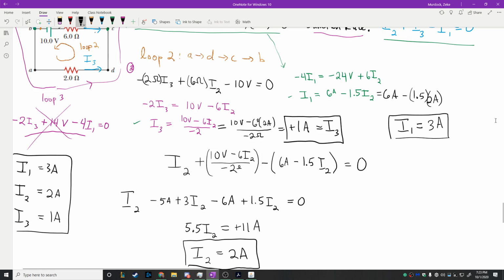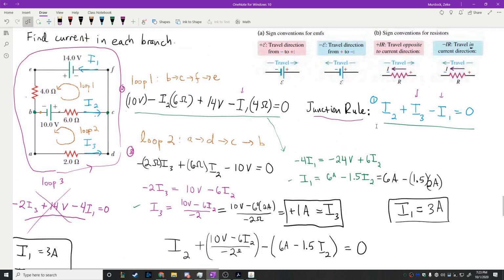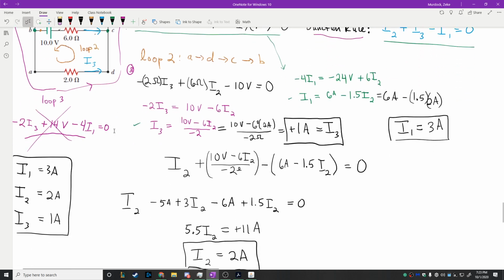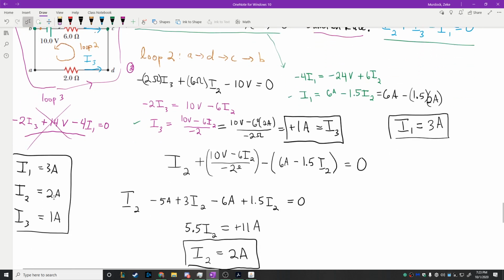Turns out that the directions that I chose in my problem up here were correct: the current in the top one does go left, the current here goes right, and the current there goes right, according to the fact that these are all positive.